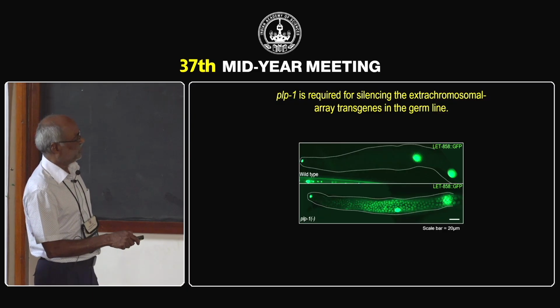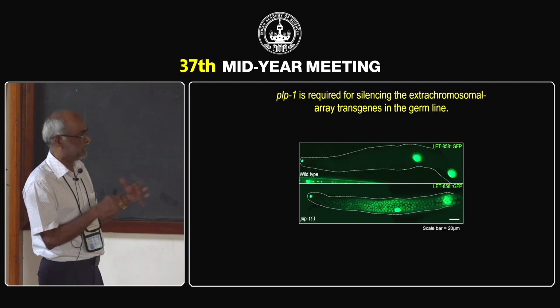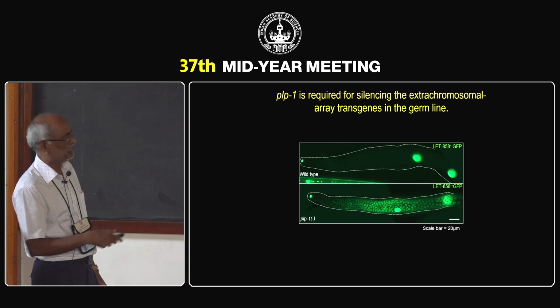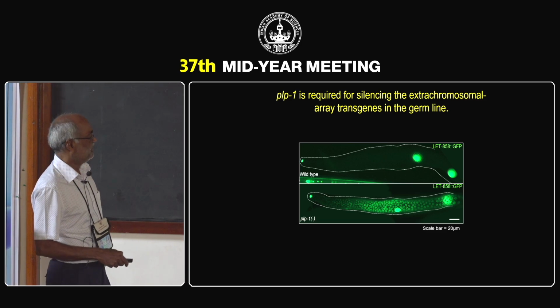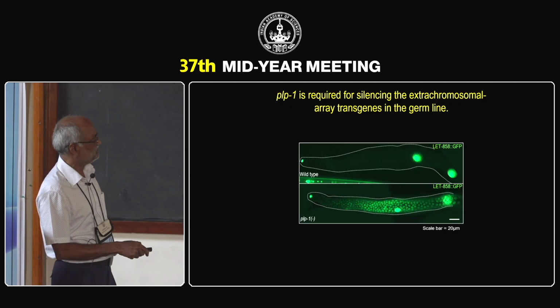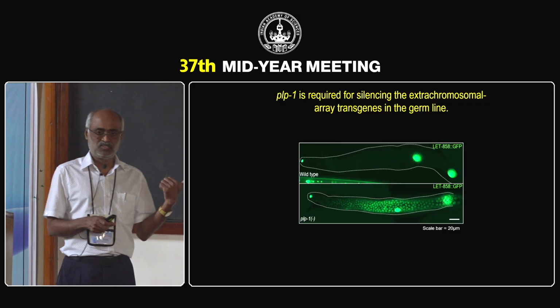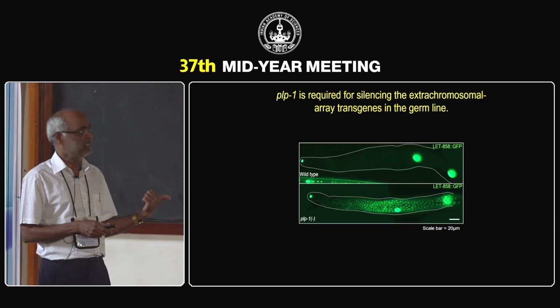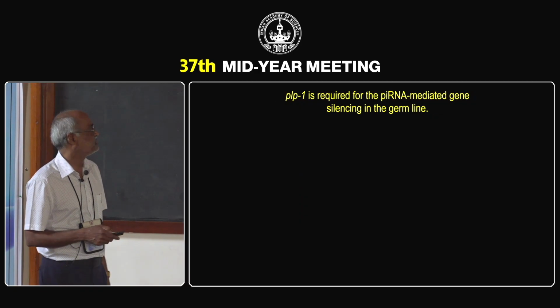So these are the gonadal somatic cells. There you see nicely the GFP, but the germline GFP is completely off. Whereas in PLP-1 mutant, in addition to those gonadal sheath cells, you have germ cells also expressing. So for integrated transgene, you need this for silencing. For extra chromosomal array also, you need PLP-1 for silencing.